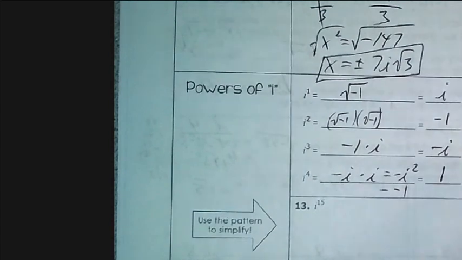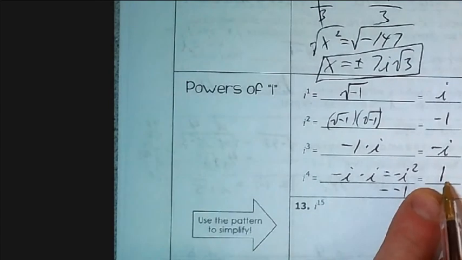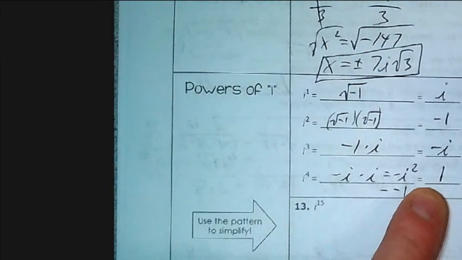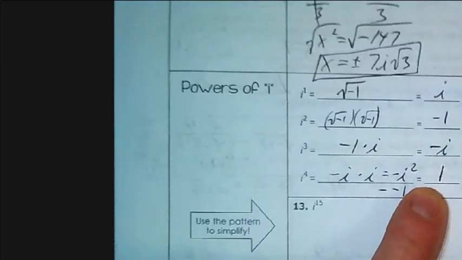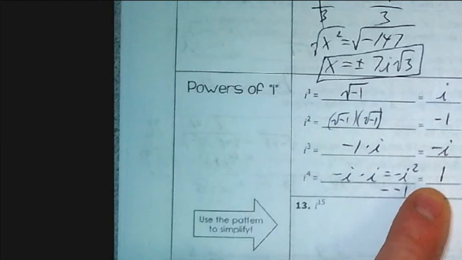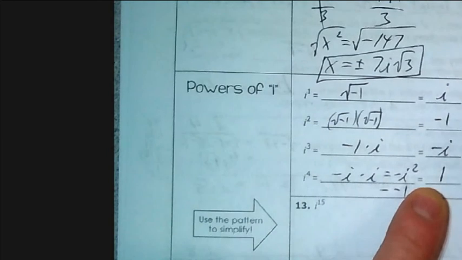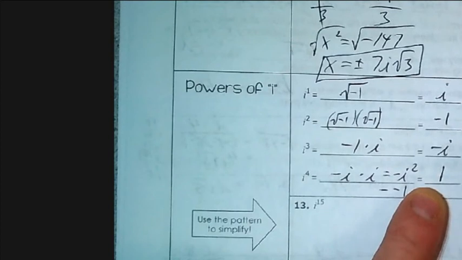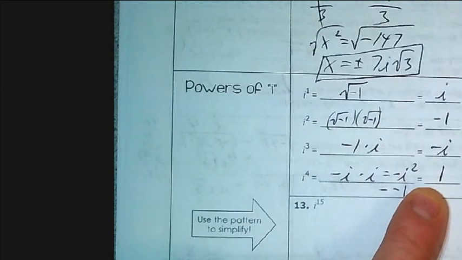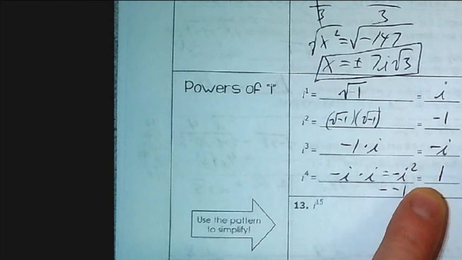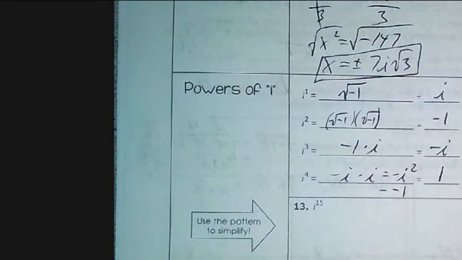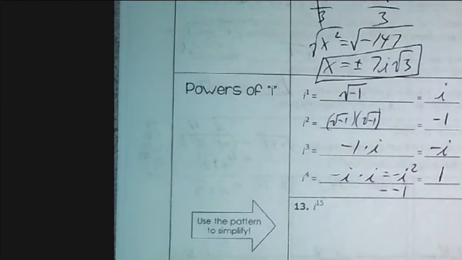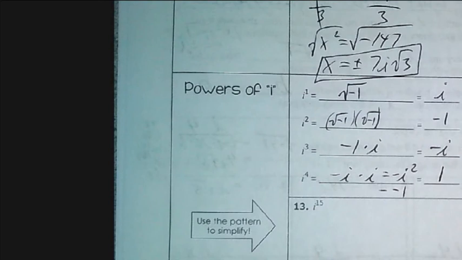So we know that i to the fourth is 1. So 1 times i is what? That's i. Wait a second. i times i. Negative 1. Wait a second. Negative 1 times i. Negative i. Wait a second. Negative i times i. 1. There's a pattern. You see the pattern? The pattern is repeating every 4 exponents.